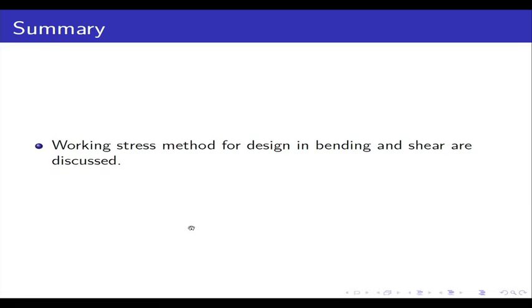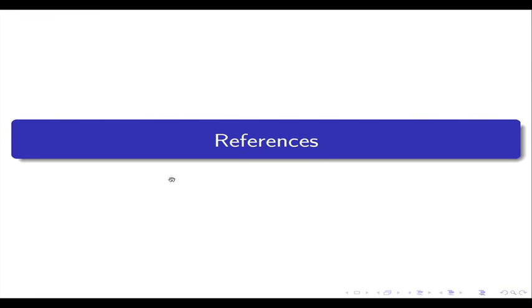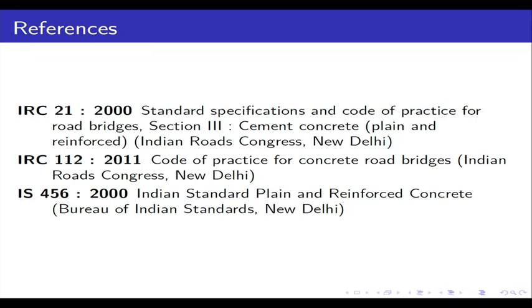So, in summary, I would like to say that the working stress method for designing bending and shear is discussed here, and the references are mainly the relevant portion from IRC 21. Next we shall go for IS 456:2000 and then we shall go for IRC 112:2011. So, with this, thank you very much.